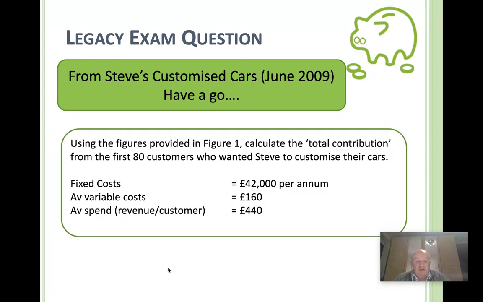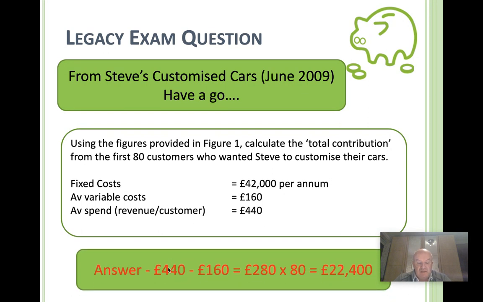Typical exam question. This comes from a business paper rather than an economics paper, but again, it's quite useful to see the way in which in some cases questions are being asked. So total contribution for the first 80 customers who wanted Steve to customise their cars. Again, you should be able to calculate that from the information you've been given. You've got your fixed costs, you've got your average variable cost, and you've got your average spend or revenue per customer. So again, have a go at that question, see if you can understand and come up with the solution.